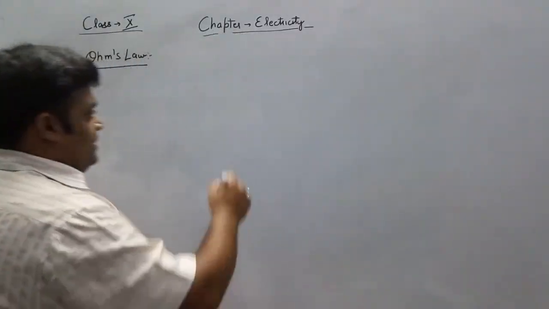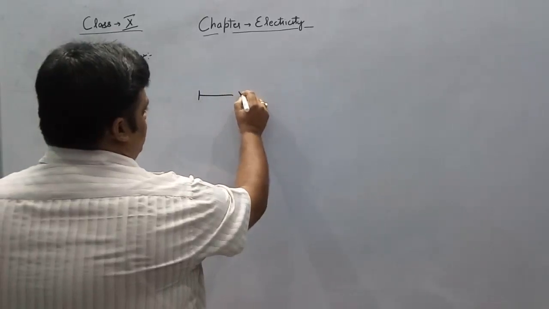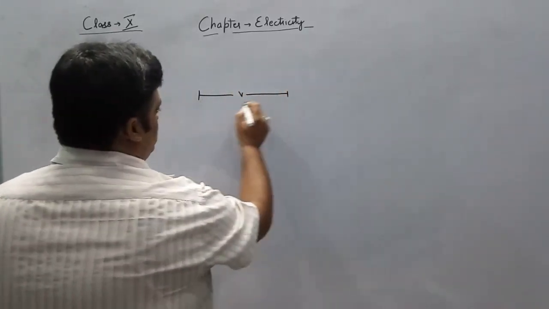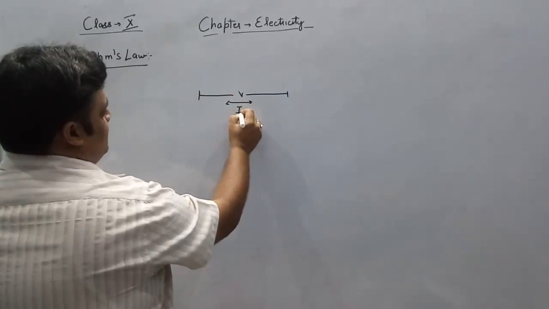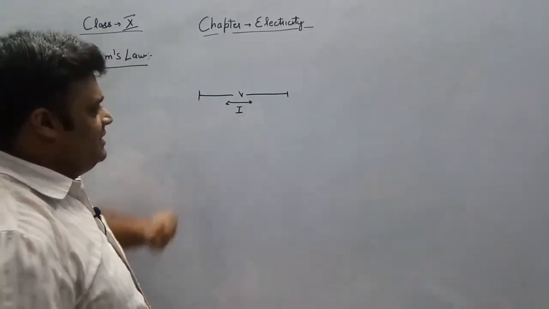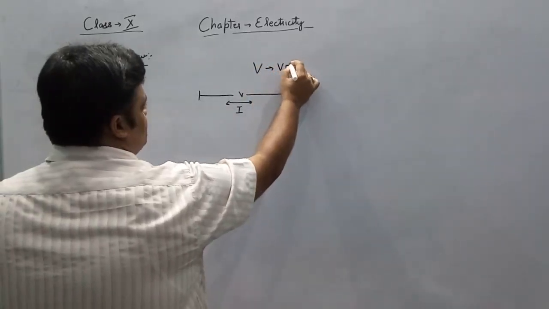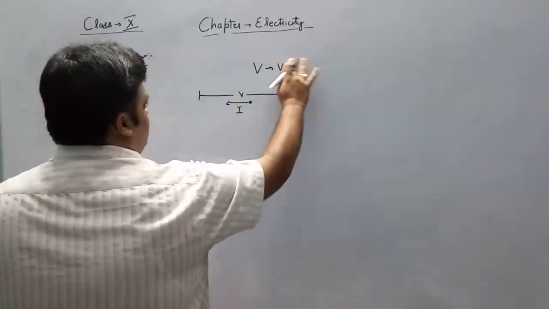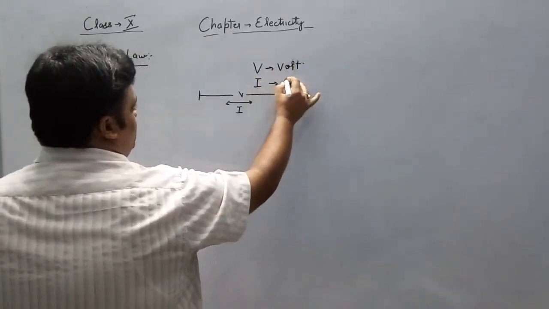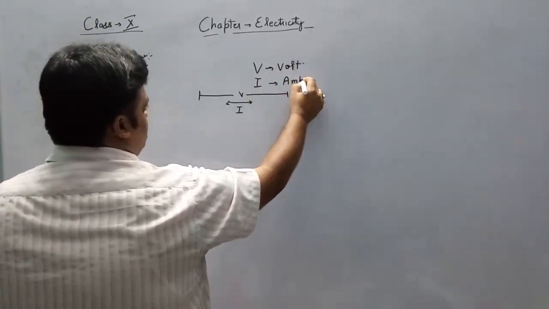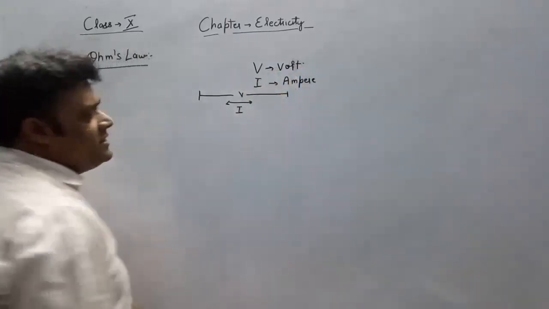That is, suppose we take two ends of a conducting wire, then the potential difference is V here and the current in the circuit is I. V represents potential difference and I represents current. The unit of potential difference is volt and the unit of current is ampere.